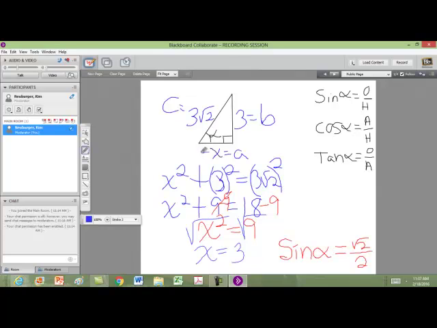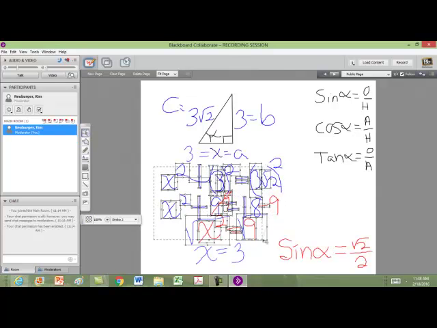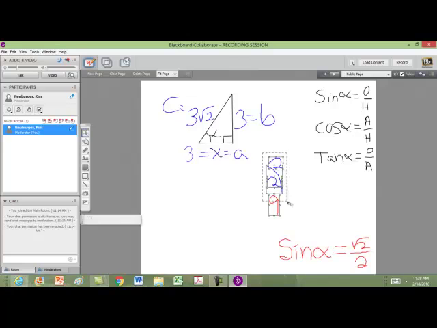So since this is 3, we can go ahead and find our cosine and we can find our tangent. Let's go ahead and make a little room here. We're going to find our cosine. In all cases, cosine is adjacent over hypotenuse. If we look at where alpha is, the adjacent, or the side next to it, was our x, which we now know is 3. The hypotenuse is the 3 root 2. So we're going to say cosine of alpha is 3 over 3 square root of 2.